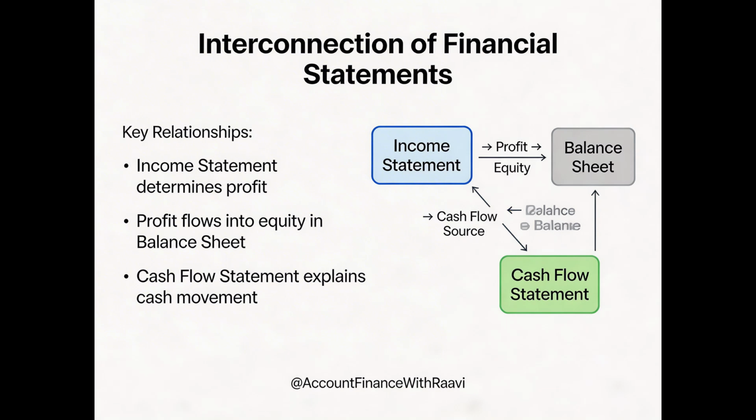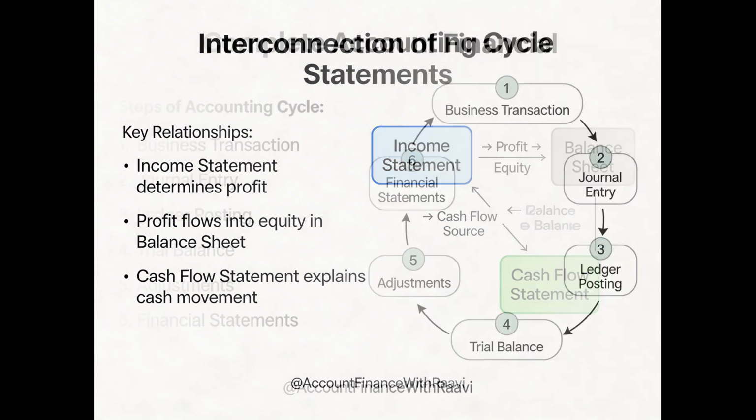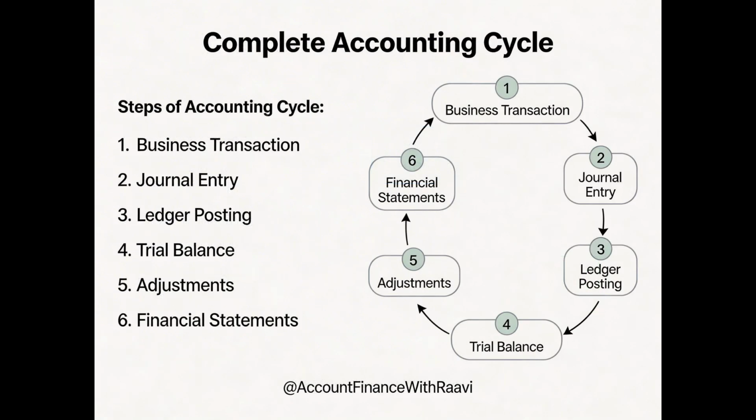So there is an interconnection we can see. The income statement is mainly used to determine the profit, and we generally show the profit in the equity of the balance sheet, and we use the cash flow to explain the cash movements. So finally, at the end of this video, the complete accounting cycle starts with the business transaction, then journal entry, ledger, trial balance, adjustments, and financial statements. This complete process is considered the accounting cycle.